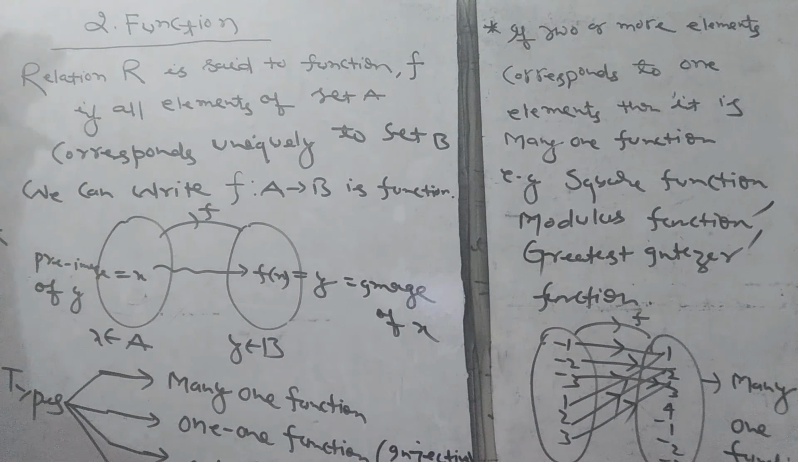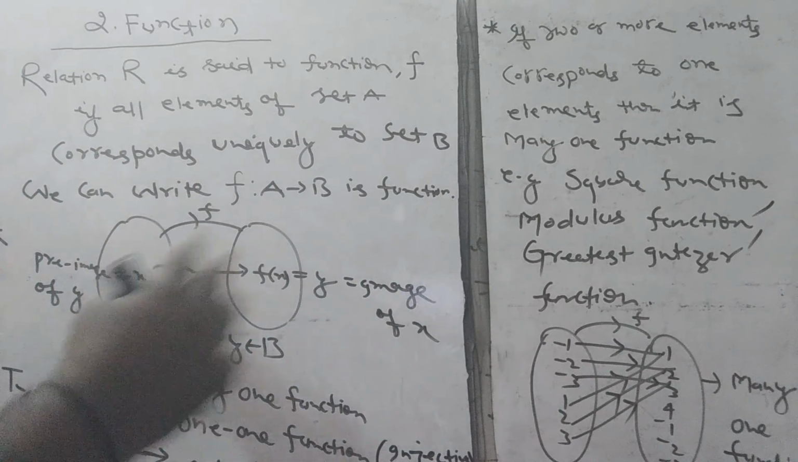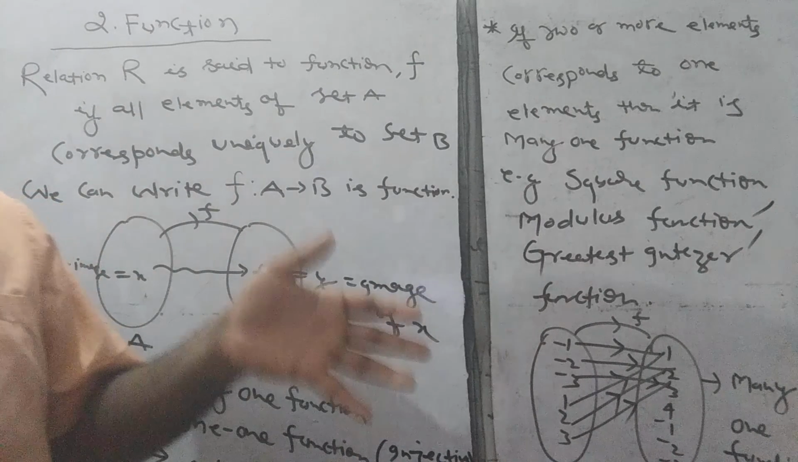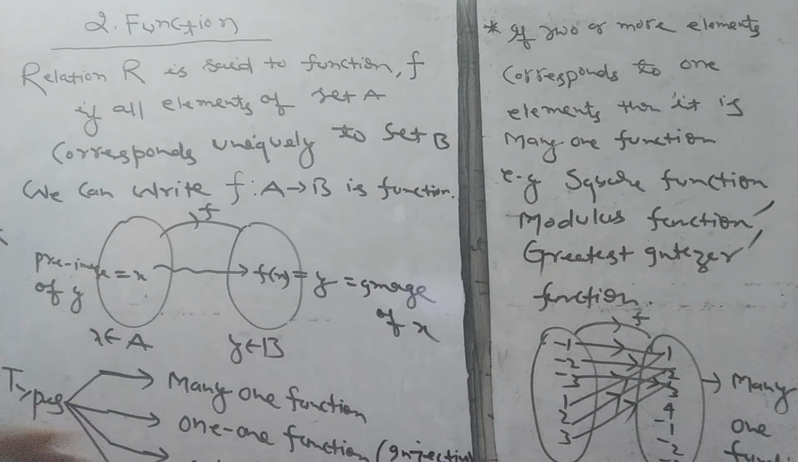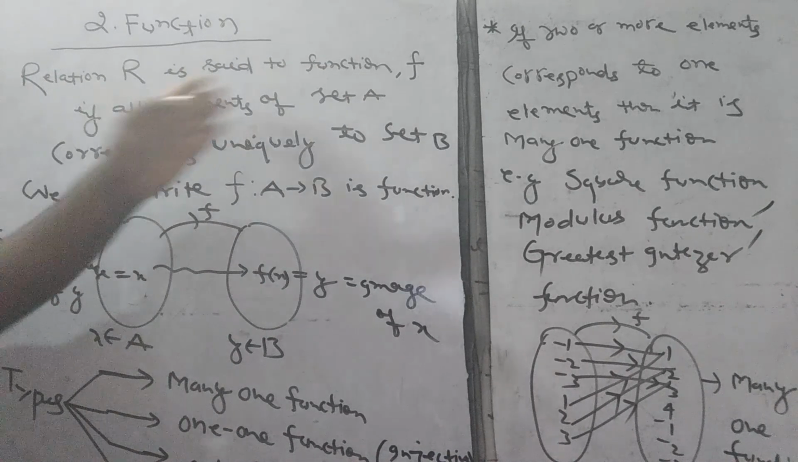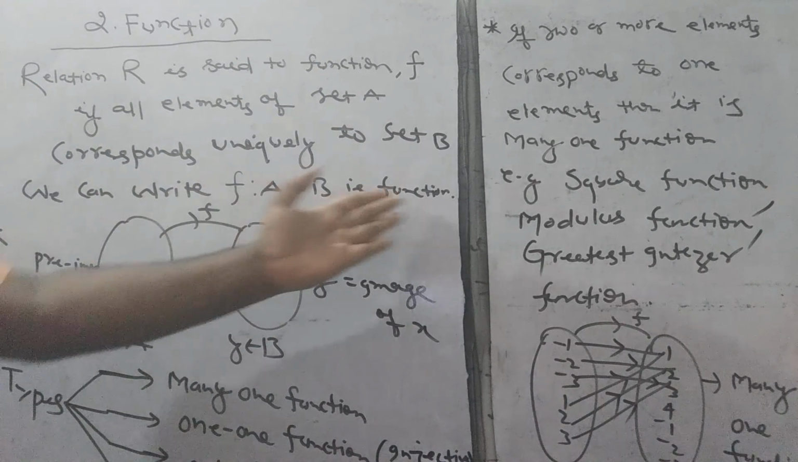So we can quickly go over what is function. We always say that the function is a special type of relation. Why? Because you all know that a function from set A to set B means all elements of set A must uniquely correspond to set B. That's what we have written here. Relation R is said to be a function if all elements of set A correspond uniquely to set B, and we can write f: A to B is a function.